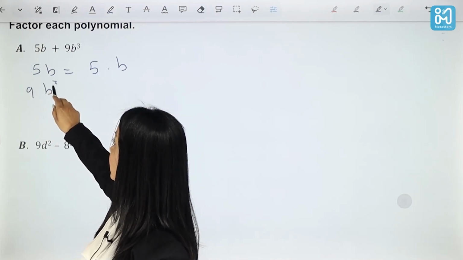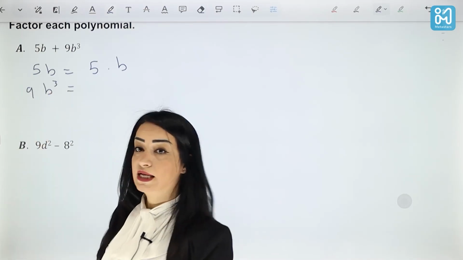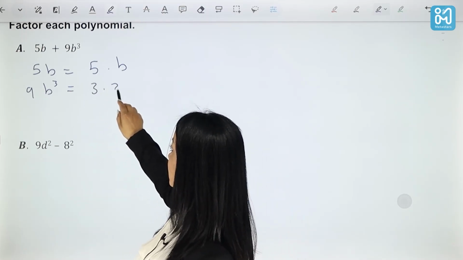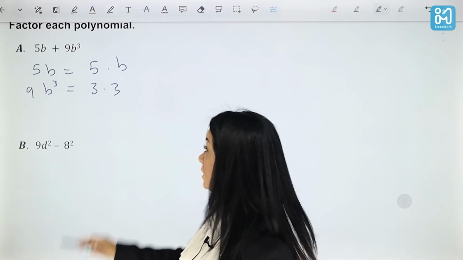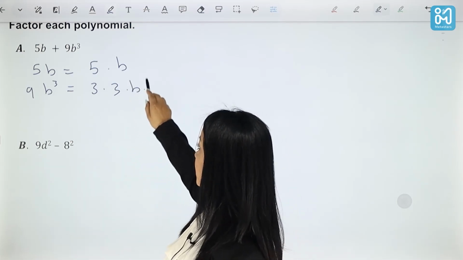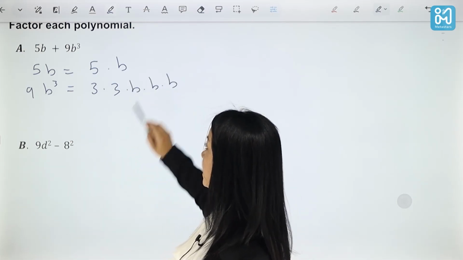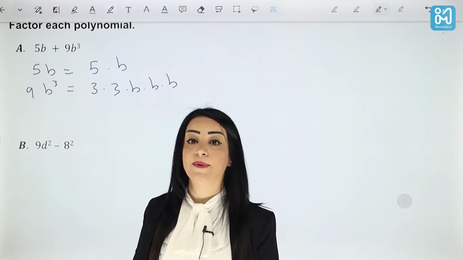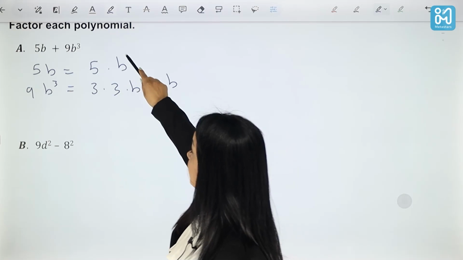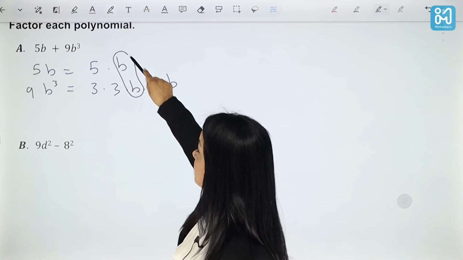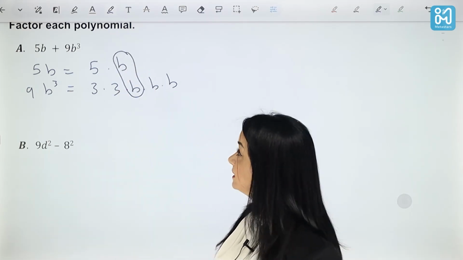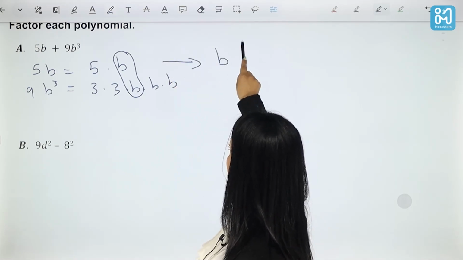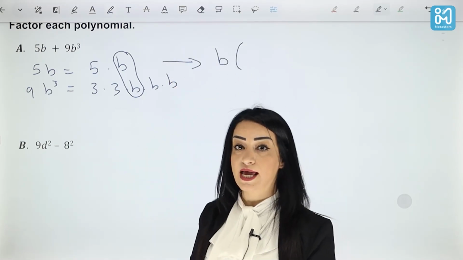9b cubed is equal to what? 9 is equal to 3 times 3, and b cubed is equal to b times b times b. So what is the common factor now between 5b and 9b cubed? The only common factor I have is 1b. So I can take 1b out, because it's the only common factor I have.